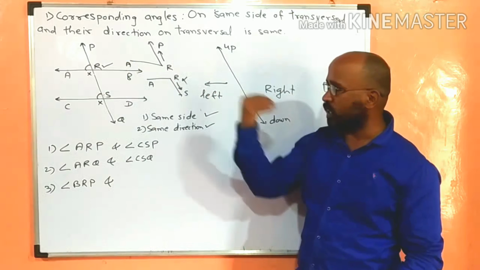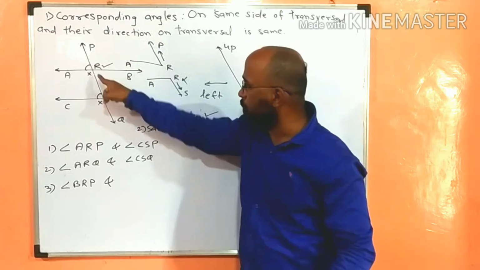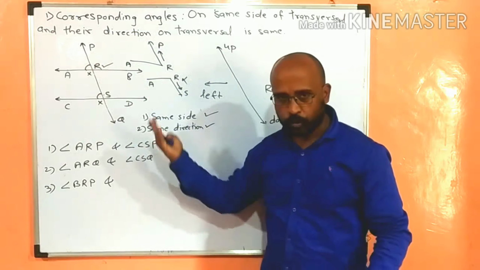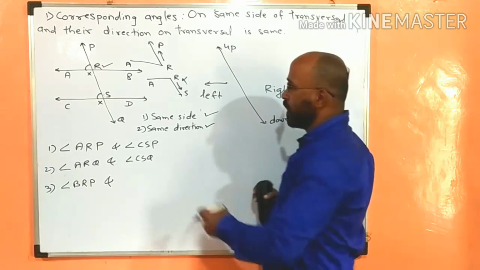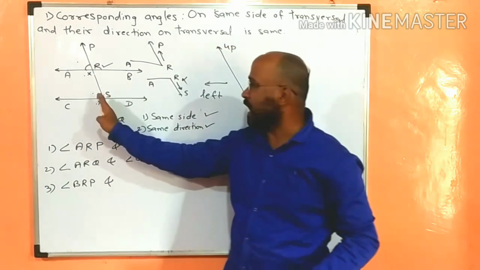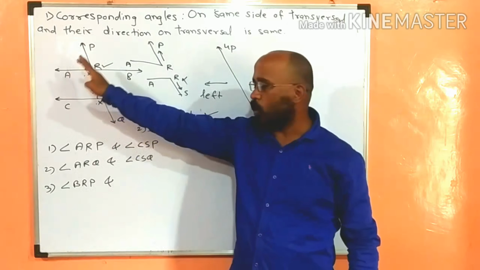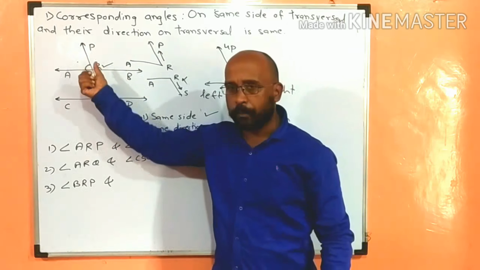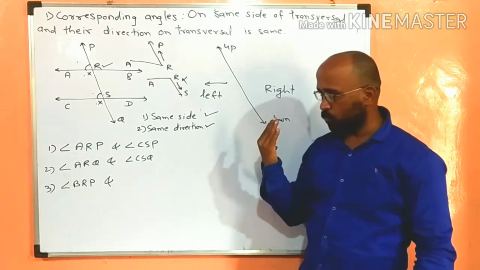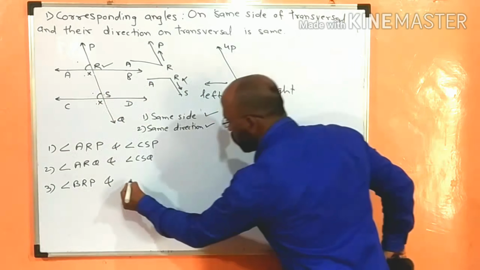How many angles are on this right side? This angle BRP, this angle BRQ, this angle DSP and this angle DSQ. These angles are on the right side, whereas these angles 1, 2, 3, 4 all are on the left side. Means these angles definitely will not be the corresponding angle of angle BRP. So let's search on the right side of the transversal. First angle is angle BRQ.